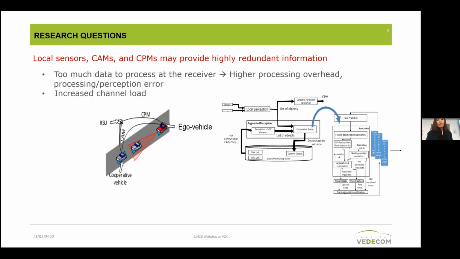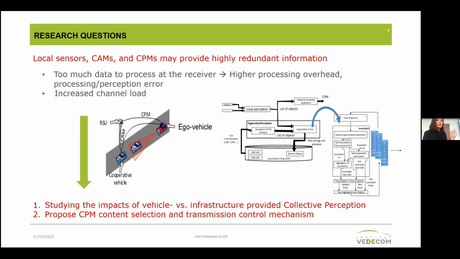So what we are interested in is studying the impacts of vehicle versus infrastructure roles for collective perception, and eventually proposing a CPM content selection and transmission control mechanism. Because in this case, if the vehicle receives redundant information, maybe some of these infrastructure or vehicles can decide not to send unnecessary information. That's the content selection and transmission control. So this is our motivation.